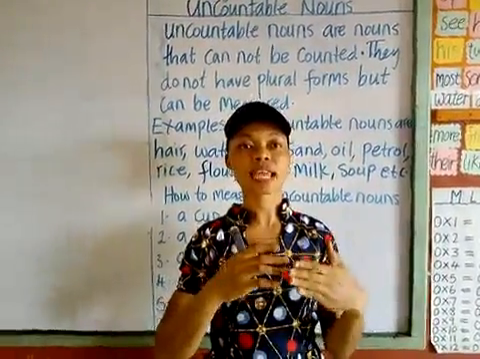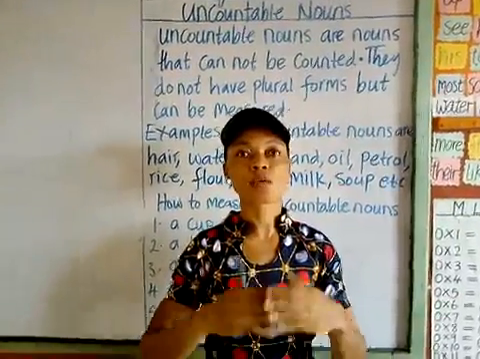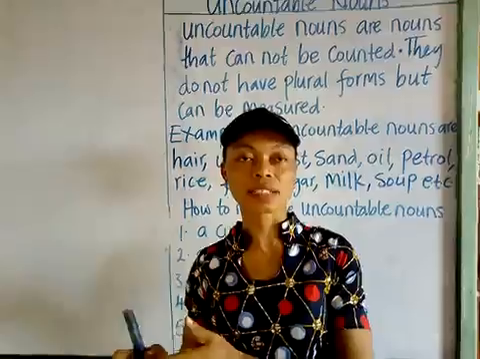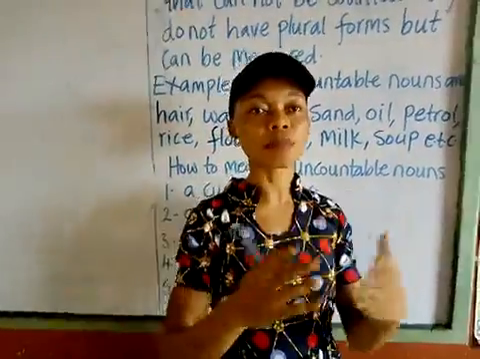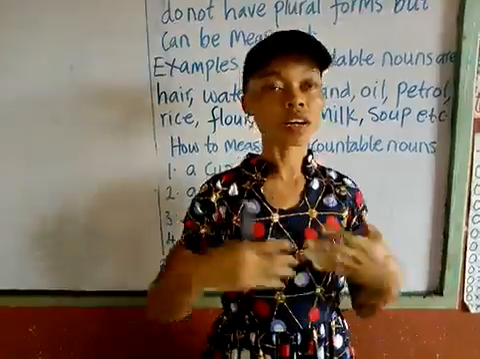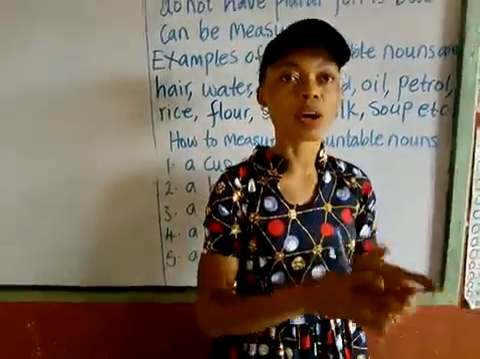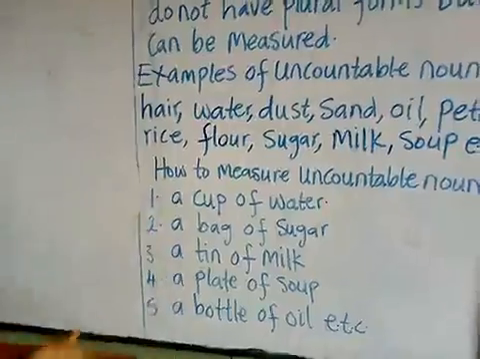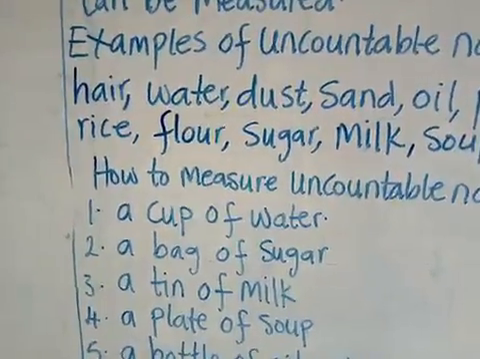Okay, so for example, you say water, you cannot say water and waters. There's nothing like waters. It's either a cup of water or a pot of water or a jug of water. You measure it based on the quantity you want, alright? But you cannot give it as plural or singular.